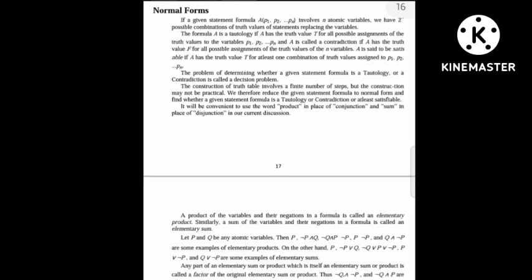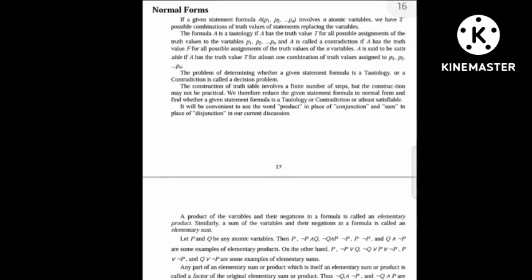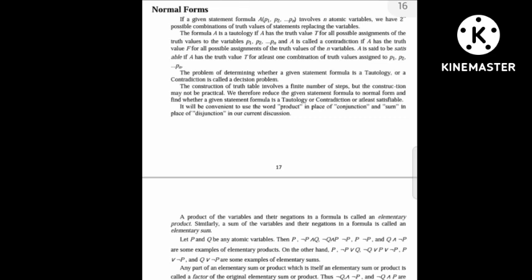if A has the truth value F for all possible assignments of the truth values of the n variables. A is said to be satisfiable if A has the truth value T for at least one combination of truth values assigned to P1, P2, and so on to Pn. The problem of determining whether a given statement formula is a tautology or a contradiction is called a decision problem.